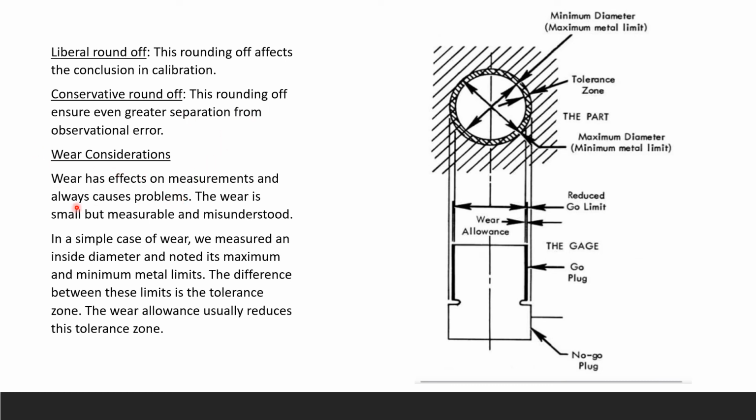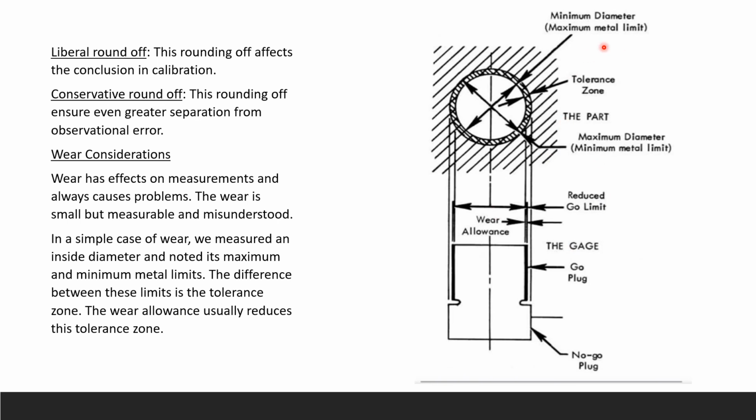Now, wear considerations: wear has effects on the measurement, and wear is always going to cause you problems, because it's definitely giving you more errors in your measurement. The wear is small but measurable, and you can also misunderstand the wear. In a simple case, we measured an inside diameter and noted its maximum and minimum metal limits. The difference between these limits is the tolerance zone, and the wear allowance usually reduces this tolerance zone, because the wear adds up error.